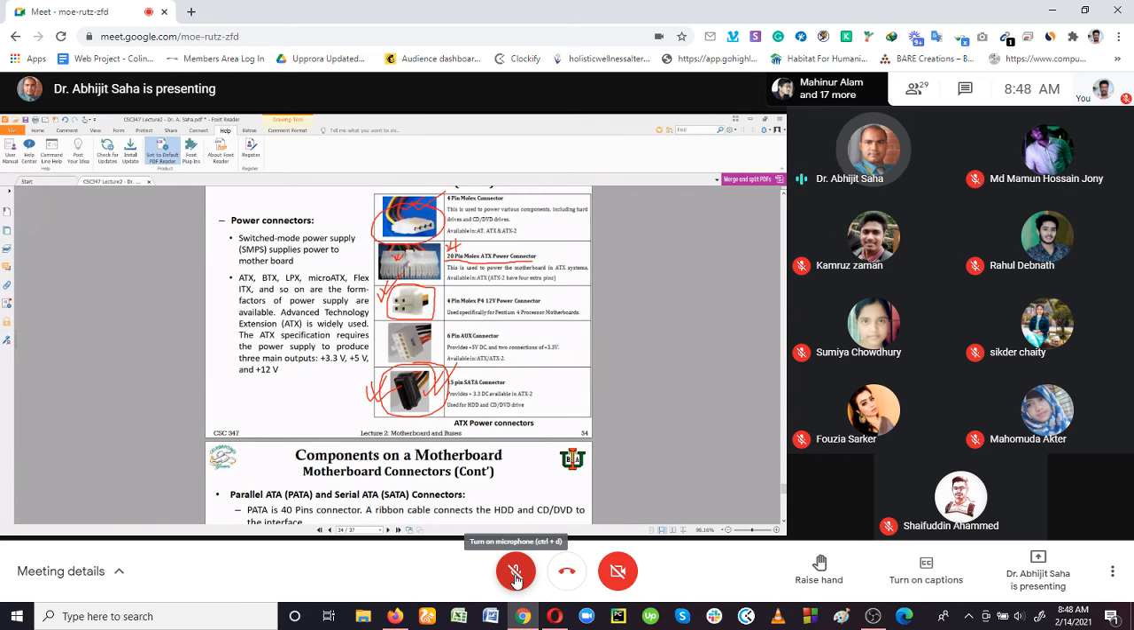It has been found that the power you are providing to the processor from the main power source is not enough. That's why you need an extra 12 volt power connector. This 4 pin power connector from the power supply is going to provide the extra 12 volts to your processor.